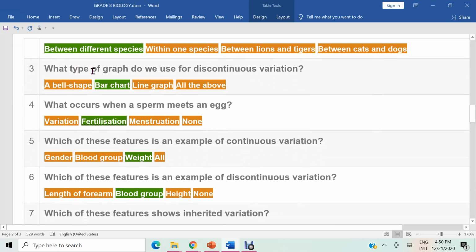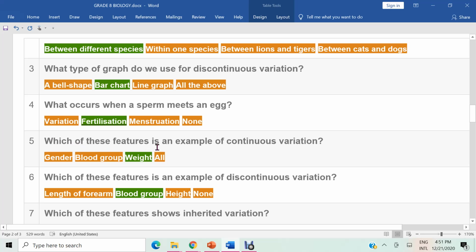Number three, what type of graph do we use for discontinuous variation? It is a bar chart. For discontinuous variation, we use a bar chart. Question number four, what occurs when a sperm meets an egg? Their nuclei unite to form a zygote, which later grows to be an individual. So the answer is fertilization.